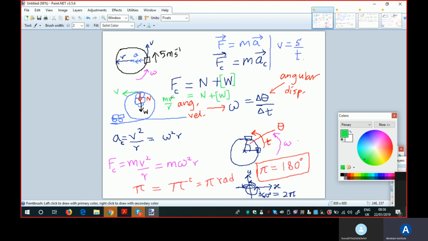Now you can see here, when v increases, what happens? m and r are constant, so the radius of the circle is constant. When v increases, this centripetal force increases, and W is constant, therefore the normal contact force increases. And the same thing the other way around: when this speed decreases, the normal contact force decreases.